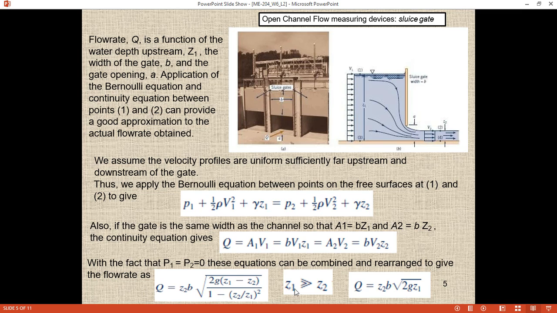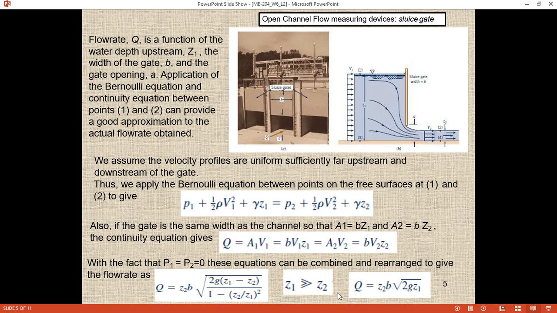Here Z1 is much greater than Z2, you can see here. So in that case we can neglect it. So the term Z2 over Z1 we ignore, and this is going to be 0. If we consider it as 0, then the denominator will become 1 and the numerator will become the square root of 2g Z1.